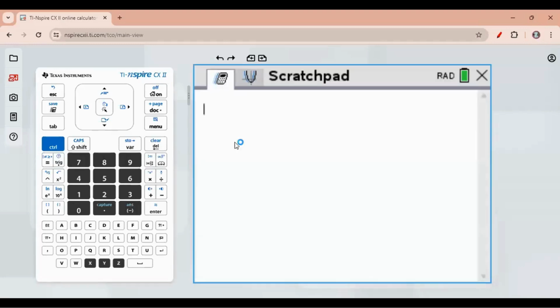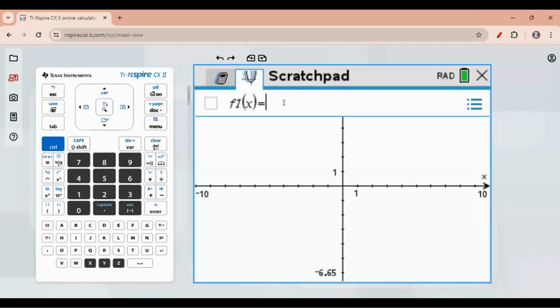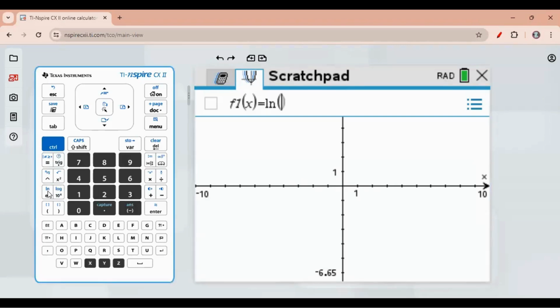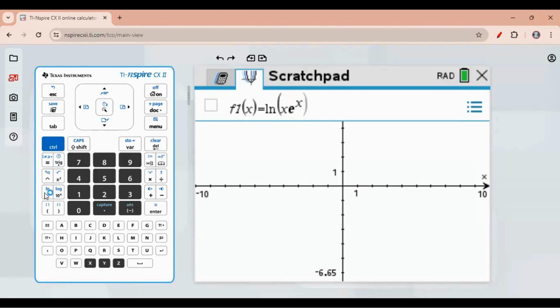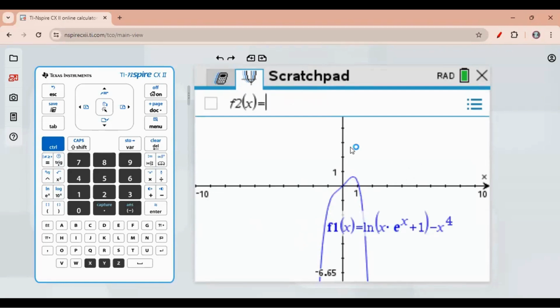Go for a graph. And my function is ln x e power x. Sometimes when we do it with the keyboard, it won't accept. It will take it as a constant. So x e power x and then plus 1, out of this minus x power 4. That's it. So just scroll over. Your f of x is done.